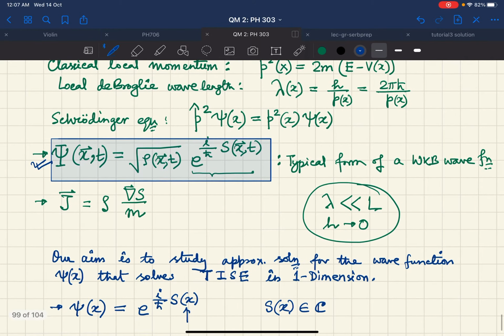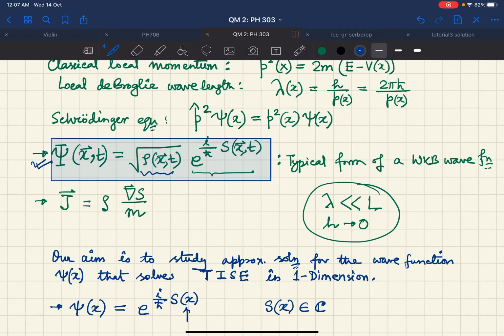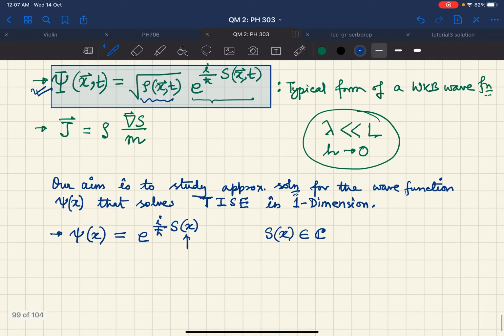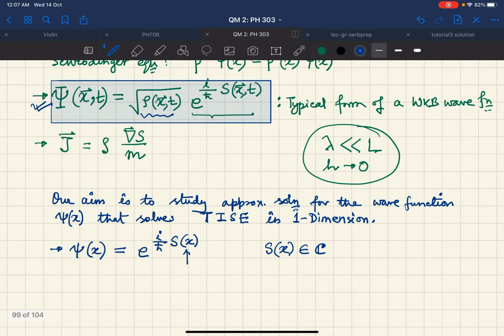Any rho in this expression can be written as the exponential of the log of something and can be brought into the exponent i by h slash s of x. It is always possible to do that without any loss of generality. This is therefore what we are going to choose for our discussion, where this s of x, this phase factor, now can be a complex function.